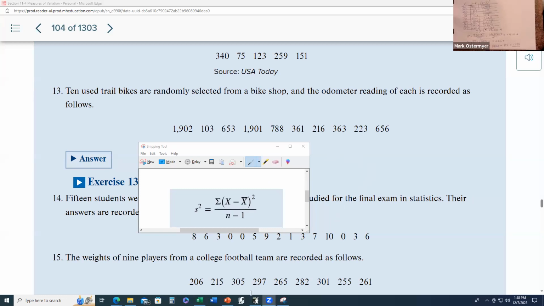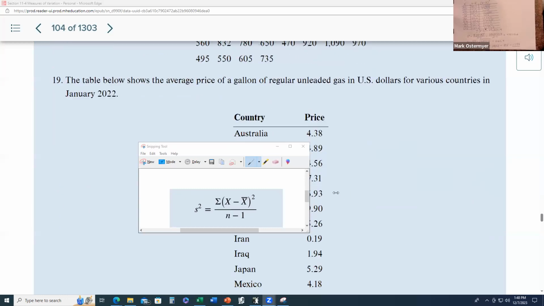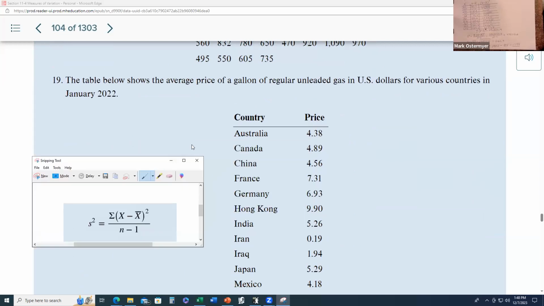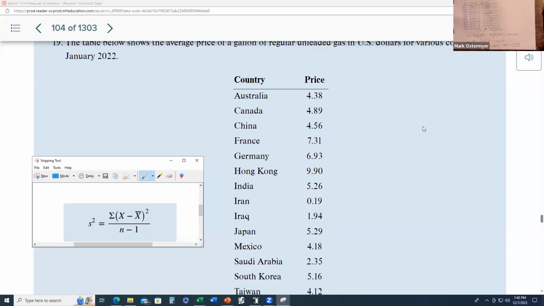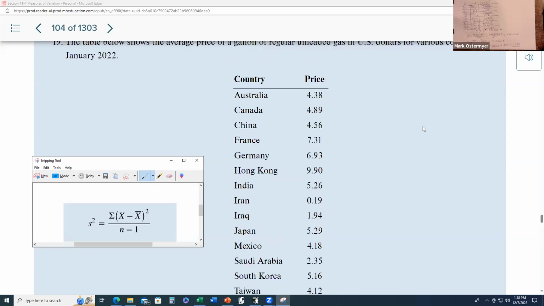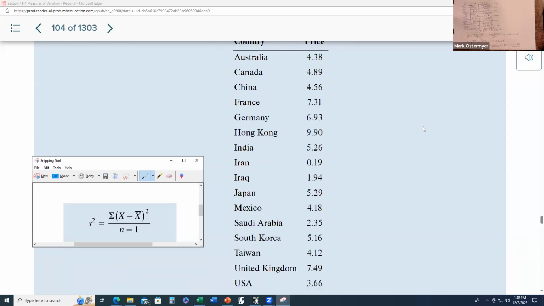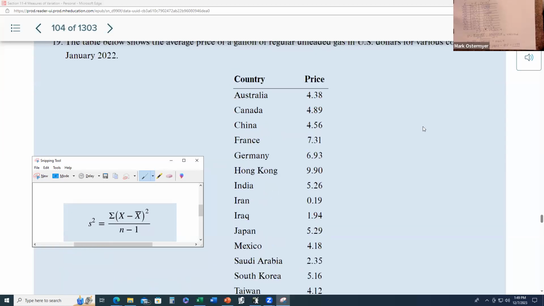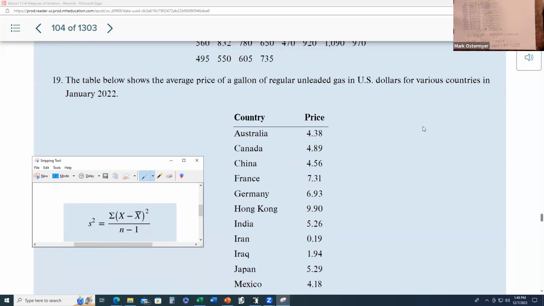Well, number 19. The table below shows the average price of a gallon of regular unleaded gas, in US dollars, for various countries in January of 2022. So we have our data set here. Gas prices from around the world. I'm assuming these are average gas prices here? Yeah, average price of a gallon of regular.